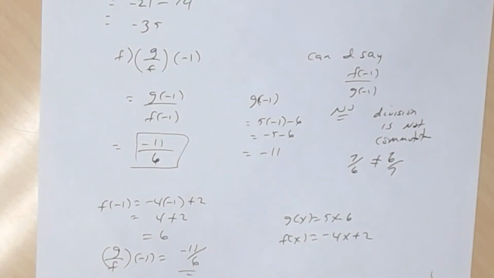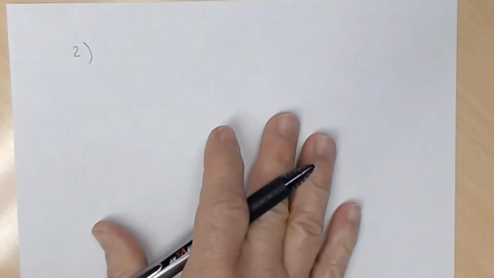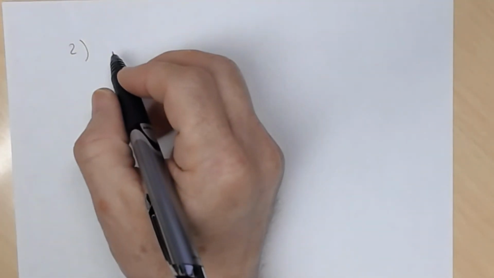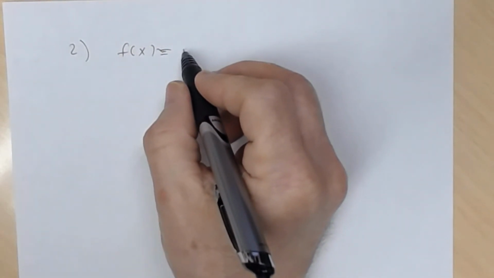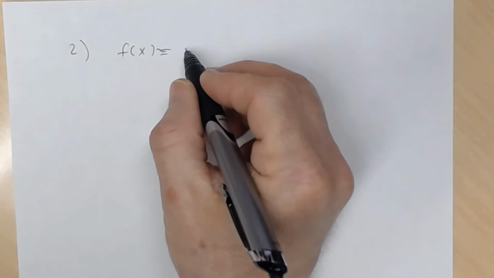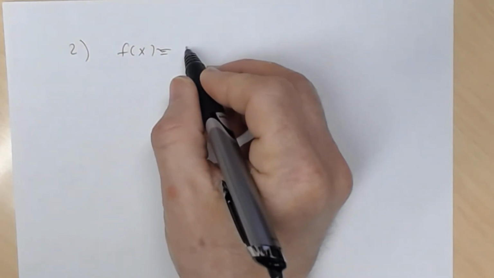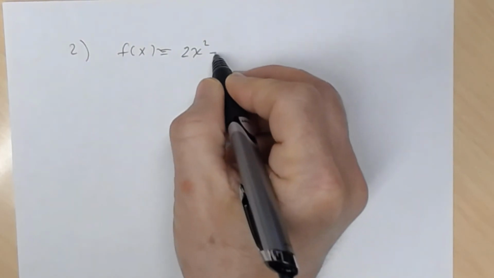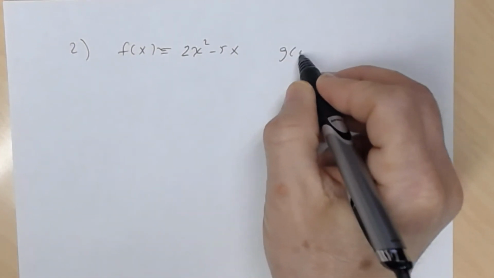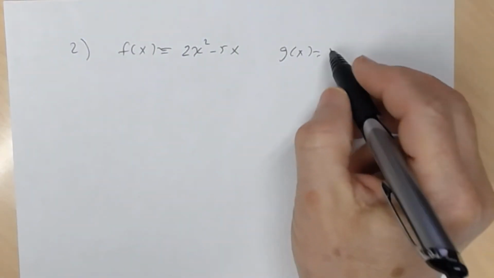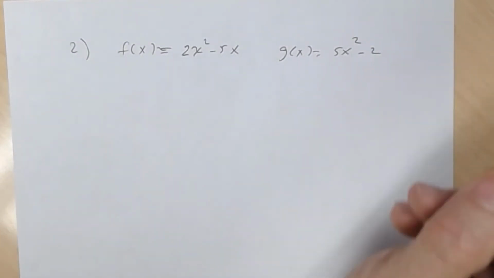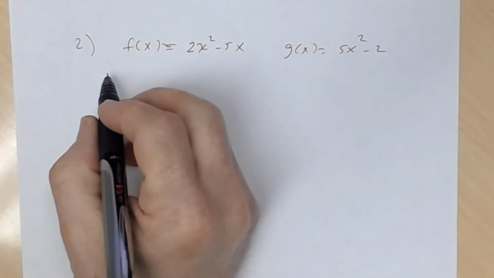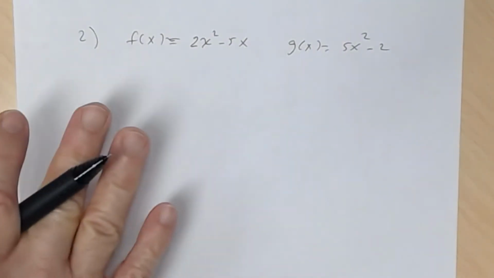Let's suppose in example 2, number 2, you're told f of x is, and I'm going to use a different function this time, 2x squared minus 5x. And then g of x, and I'm going to use two quadratics, let's say g of x is 5x squared minus 2. All right? Okay. So real quick, let's just review basically what we did.